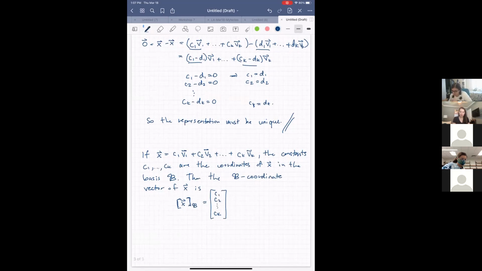So notice it does matter the order of your vectors in your basis, right? So you just need to be consistent with that. Like we labeled them V1, V2, VK, and then we ordered the coordinates by those labels. So it does matter.